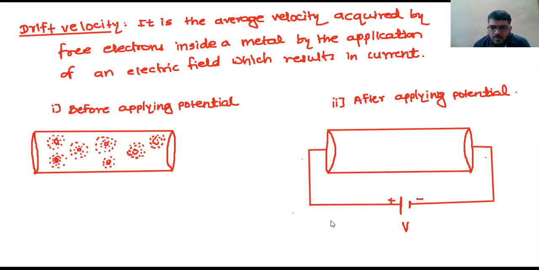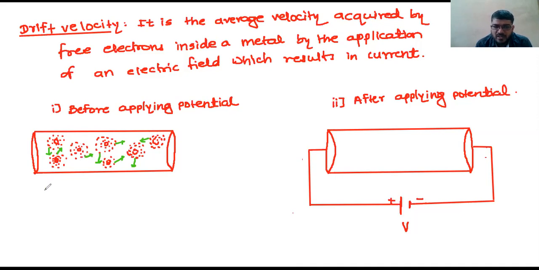Now, what happens? Initially, the valence electrons are there. This electron may go here, this electron going here, this electron going here. So many electrons are moving, and they are colliding with positive ions. Why is it happening? Because of thermal energy.